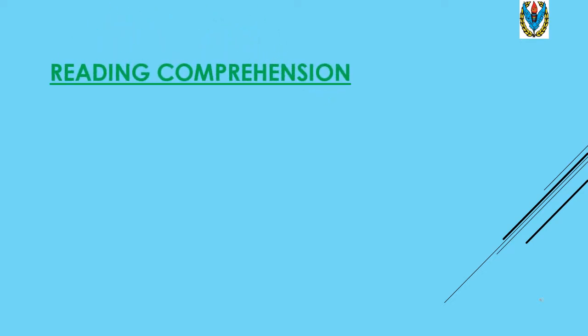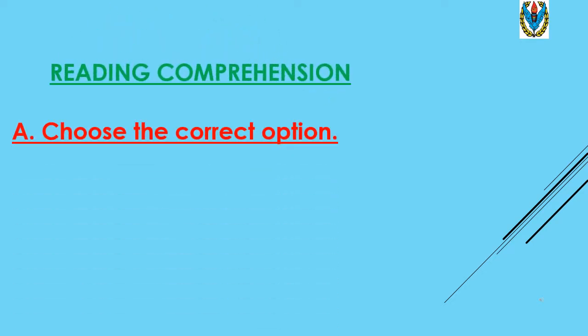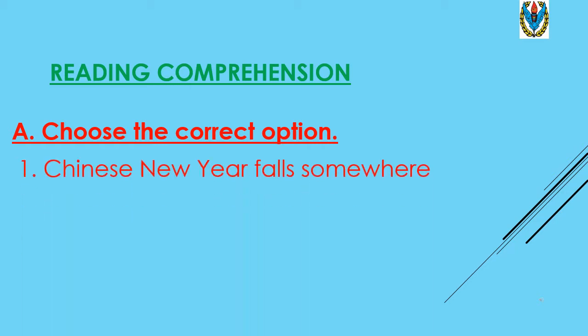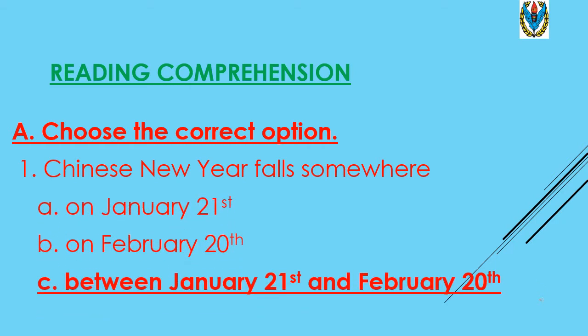Alright, it's reading comprehension now. Part A. Choose the correct option. We have been given incomplete sentences here, and with each and every sentence we are given 3 options, and we have to choose the most appropriate answer to complete the given sentence. Sentence number 1. Chinese New Year falls somewhere. The 3 options are on January 21st, on February 20th, and between January 21st and February 20th.